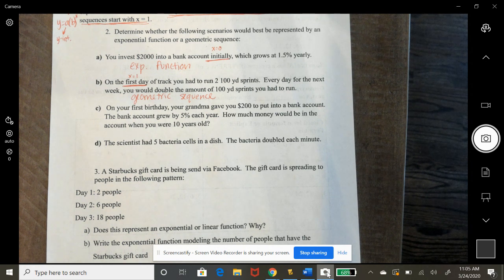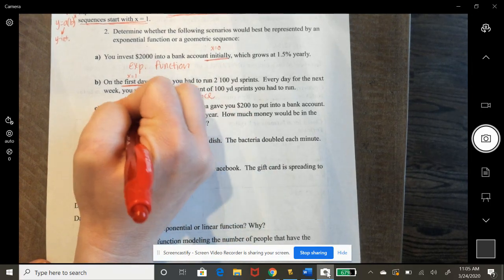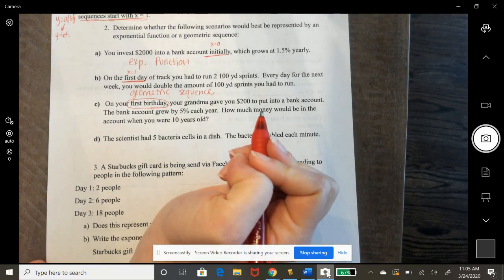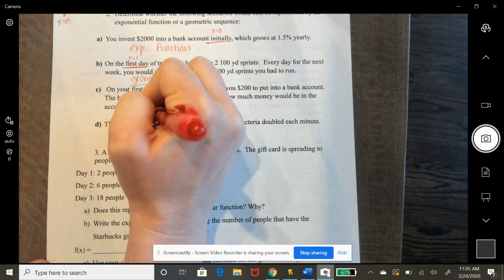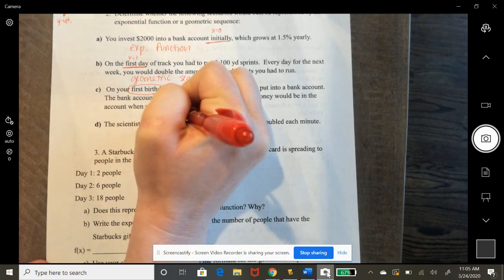On your first birthday, your grandma gave you $200 to put in a bank account. The bank account grew by 5% each year. How much money would be in the account when you were 10 years old? So we are starting at your first birthday, okay, not when you were born. So this would be a geometric sequence.